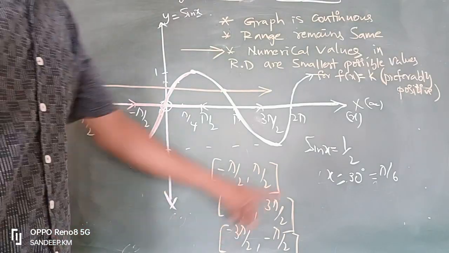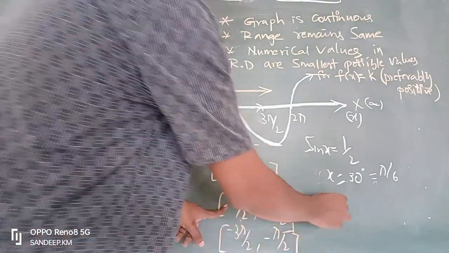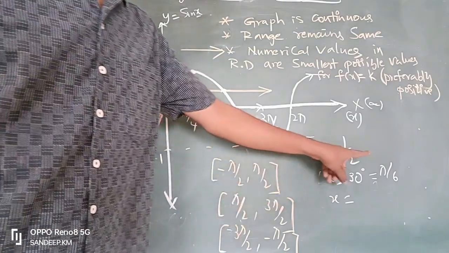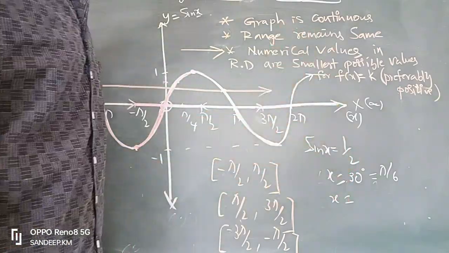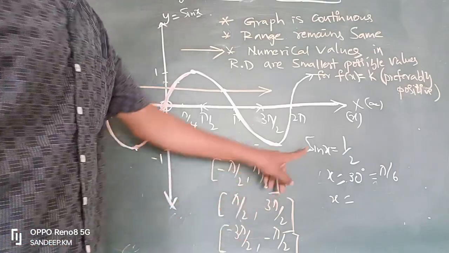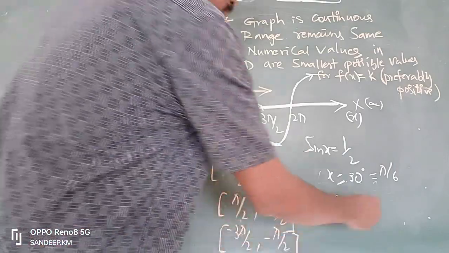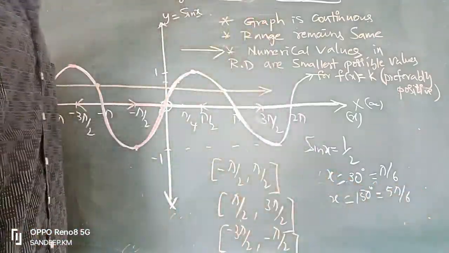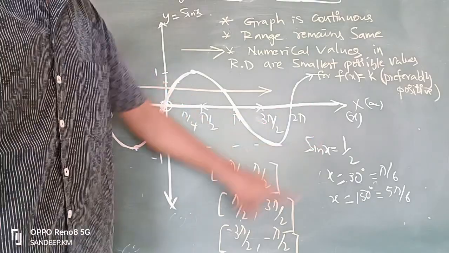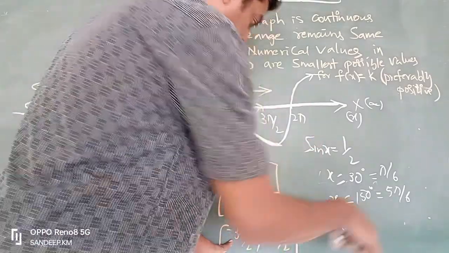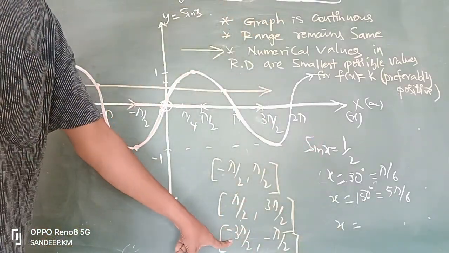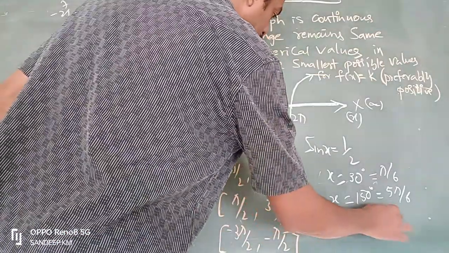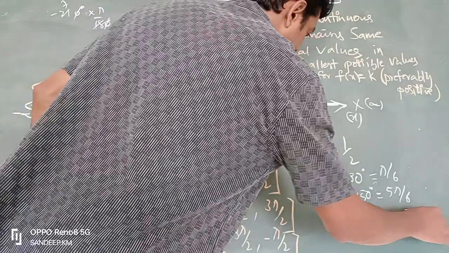If I want to take the x value from this restricted domain, then between 90 degrees and 270 degrees, when do we get 1 by 2? Of course, for 150 degrees, correct or not? Sin 150 degrees is also 1 by 2. 150 degrees means 5 pi by 6. And next, if you want to take the x value from this domain, then the x value is going to be minus 210 degrees. Minus 210 degrees means minus 7 pi by 6.